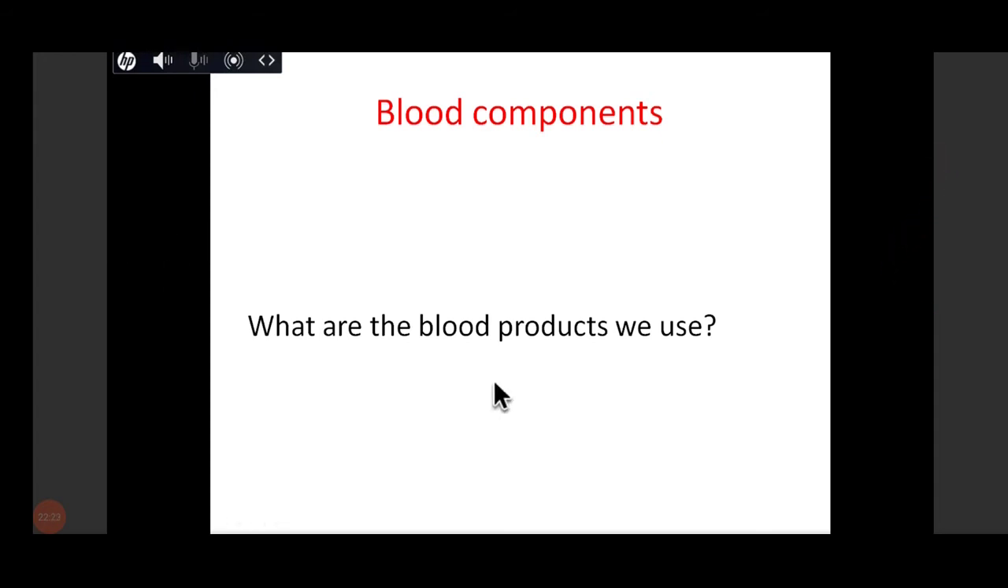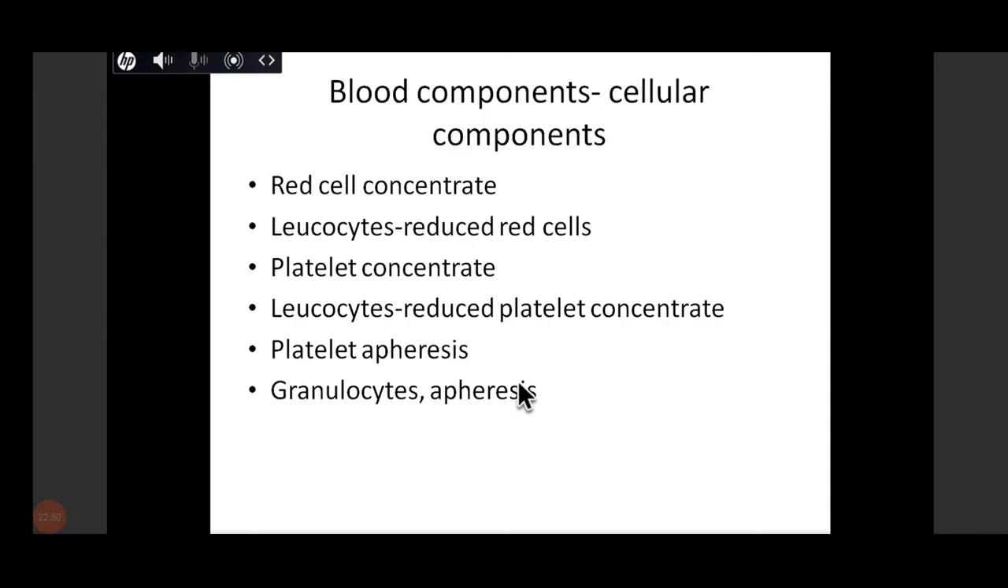What is red cell concentrate, what are WBC reduced concentrates, what is FFP, fresh frozen plasma, and what are cryoprecipitate? That is what I will talk about in blood components. That is separating the components of blood and then transfusing each to the patient who needs it, instead of giving the whole blood to the person or the patient.